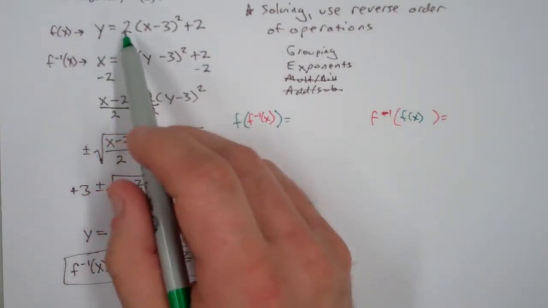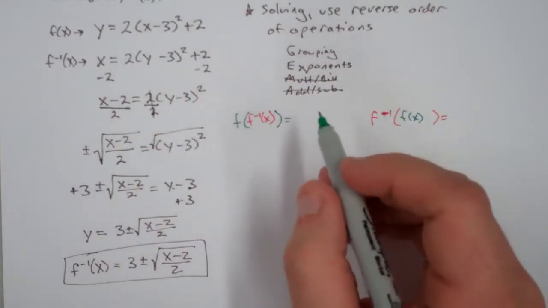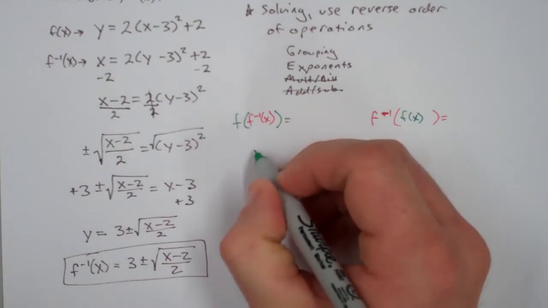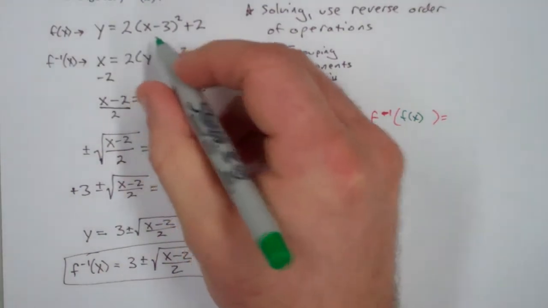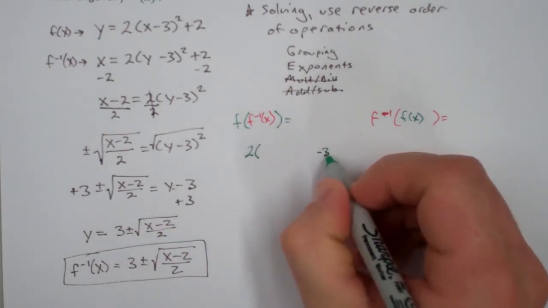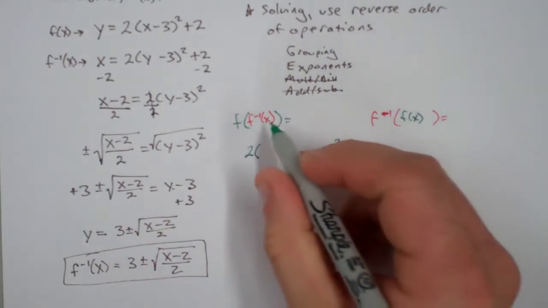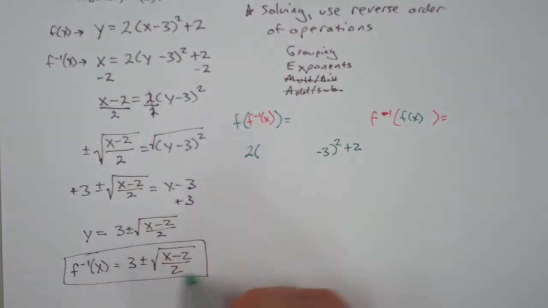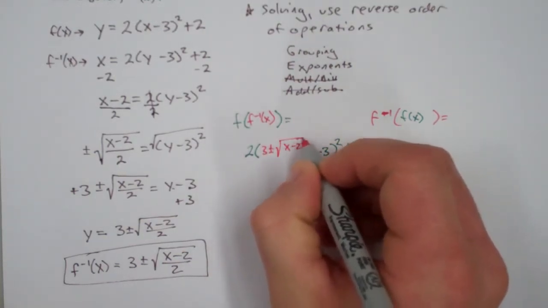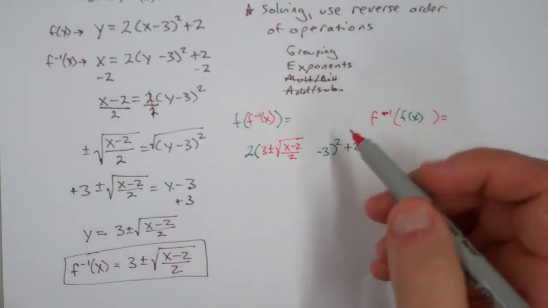Well, f of x is right here, and f of x is going to be 2 times the x, which we need to replace with this thing, so we have to leave a little bit of room, minus 3 squared, and then plus 2. So this inverse of f of x is this business, and what we will do then is take the x out of the original f of x and replace it with this guy.